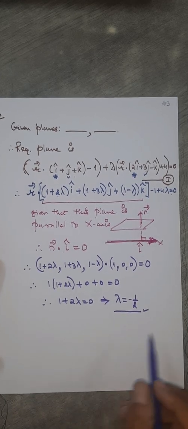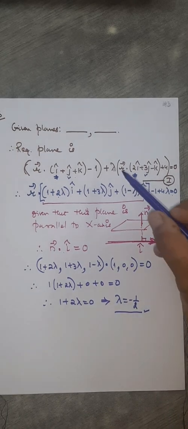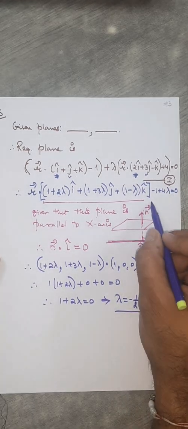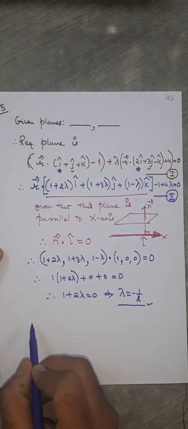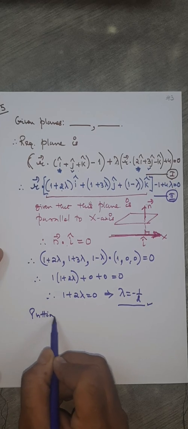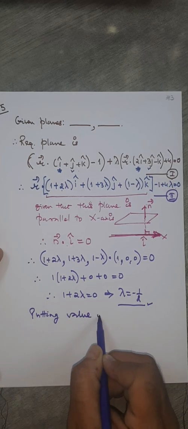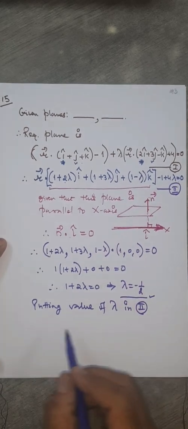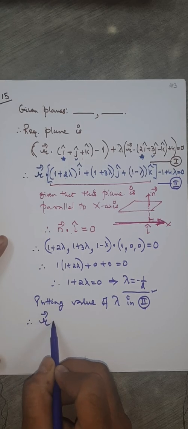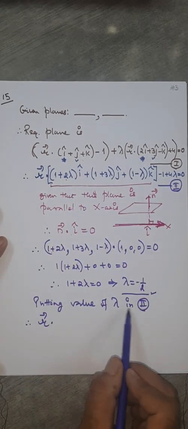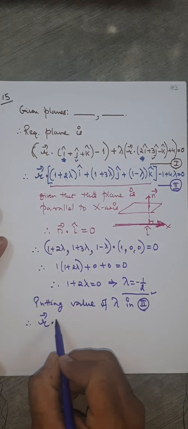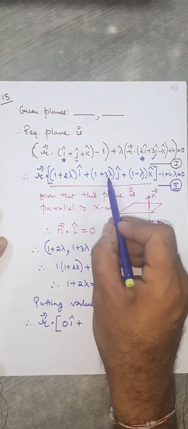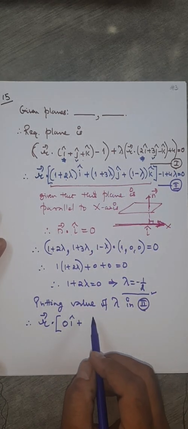Now we place the value of lambda. Either you can put it in equation number 1 or over here, this one. Whichever way you place. I'll call this 2. So putting the value of lambda in 2. Both are the same, remember, whether you put in 1 or 2, that's not important. So r dot, I'm putting lambda equals minus 1 by 2. So this will be 0, this becomes 0 i cap, and this is minus 3 by 2.